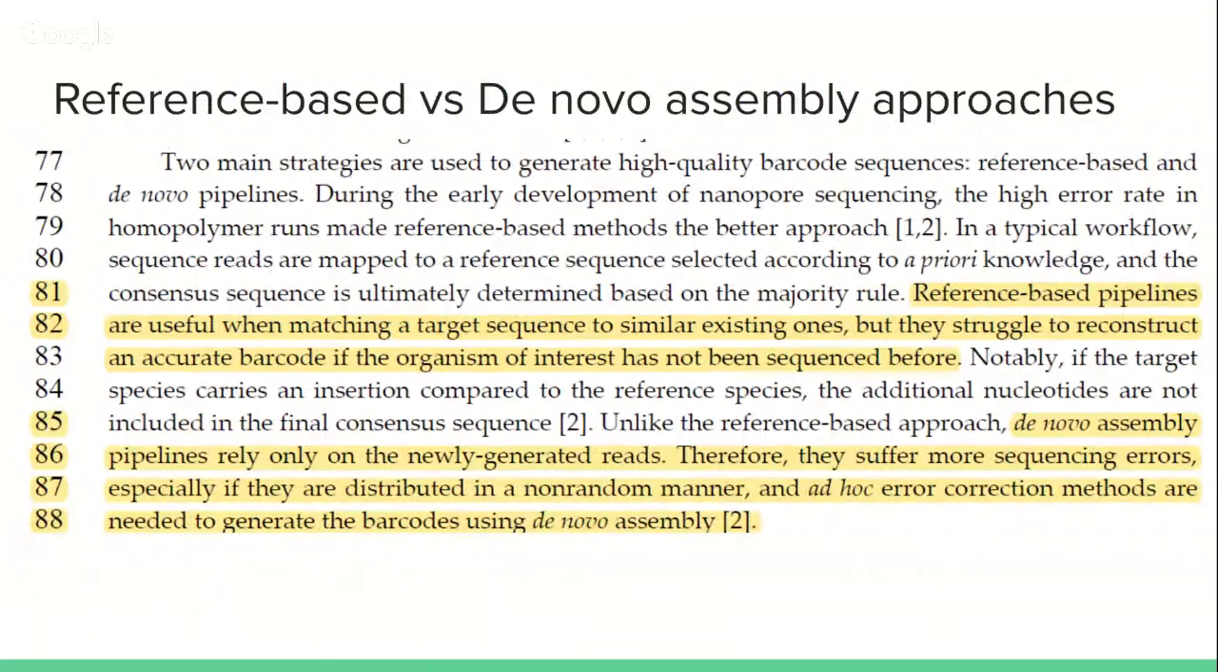In the bioinformatics analysis, something that the paper mentions is the pros and cons of two different ways of analyzing the data that comes out from the MinION sequencer. The reference-based pipelines, they say, are useful when matching a target sequence to similar existing ones, but because here they're trying to identify the biodiversity in the field, if you use a reference-based pipeline, it'll struggle to reconstruct an accurate barcode if the organism of interest has not been sequenced before, right?